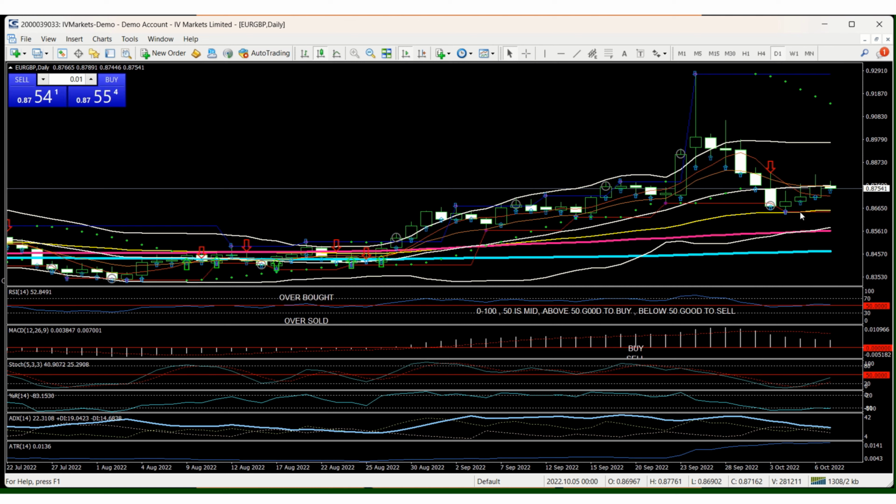If you see the previous candles, you will see that it was a downtrend. So what we can say is it's neutral, because you cannot clarify what is happening as of now.